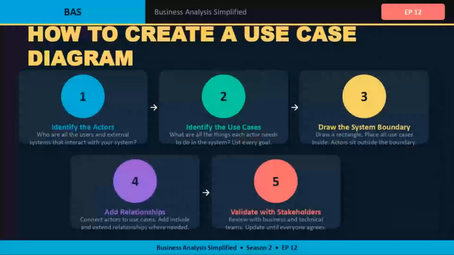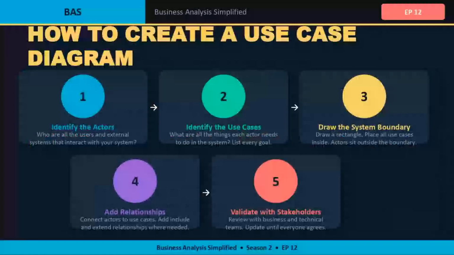Here is a simple 5-step process to create a use case diagram. Step 1. Identify the actors. Who are all the users and external systems that interact with your system? Step 2. Identify the use cases. What are all the things each actor needs to do in the system? Step 3. Draw the system boundary. Draw a rectangle and place all use cases inside it. Actors sit outside.